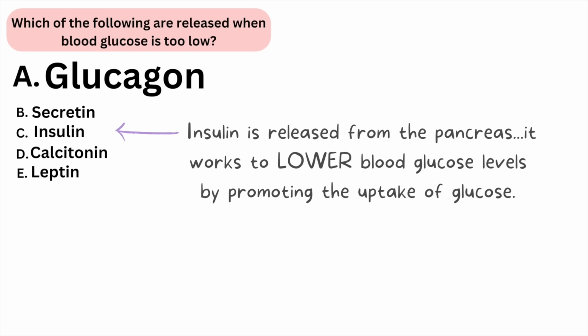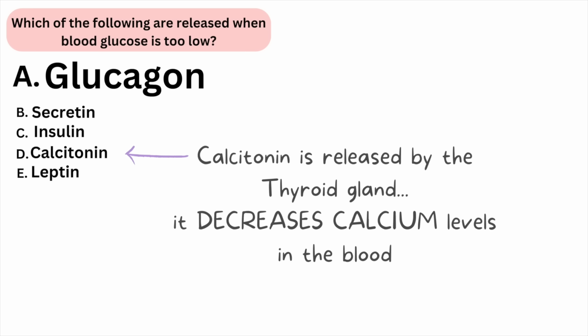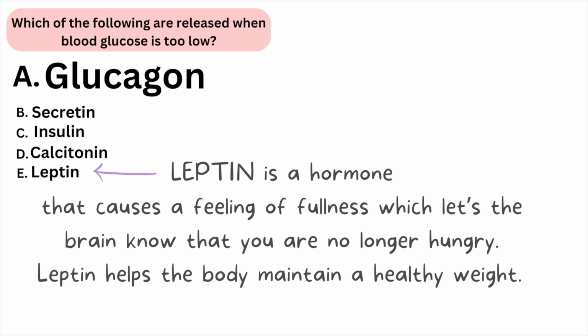Next is insulin, and I can't stress how important it is for you to know this hormone. Insulin is released by the pancreas, and it works to lower blood glucose levels by promoting the uptake of glucose. Calcitonin is released by the thyroid gland, and it works to decrease calcium levels in the blood. Lastly, leptin is a hormone that causes a feeling of fullness, which lets the brain know that you are no longer hungry. So leptin overall helps maintain a healthy body weight.